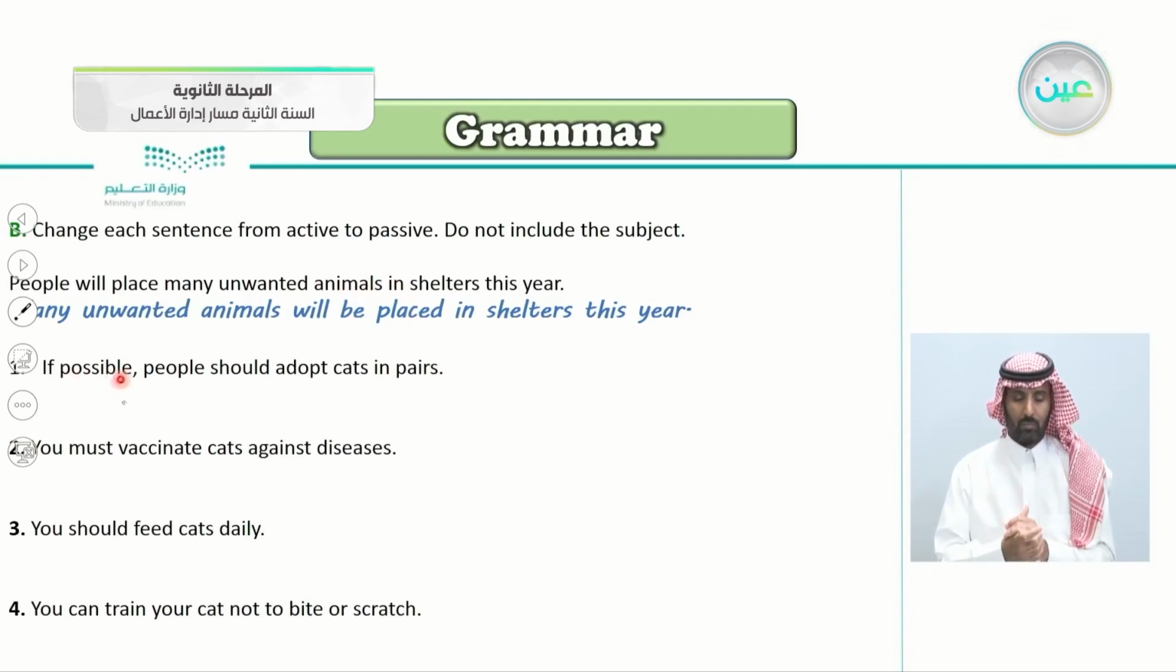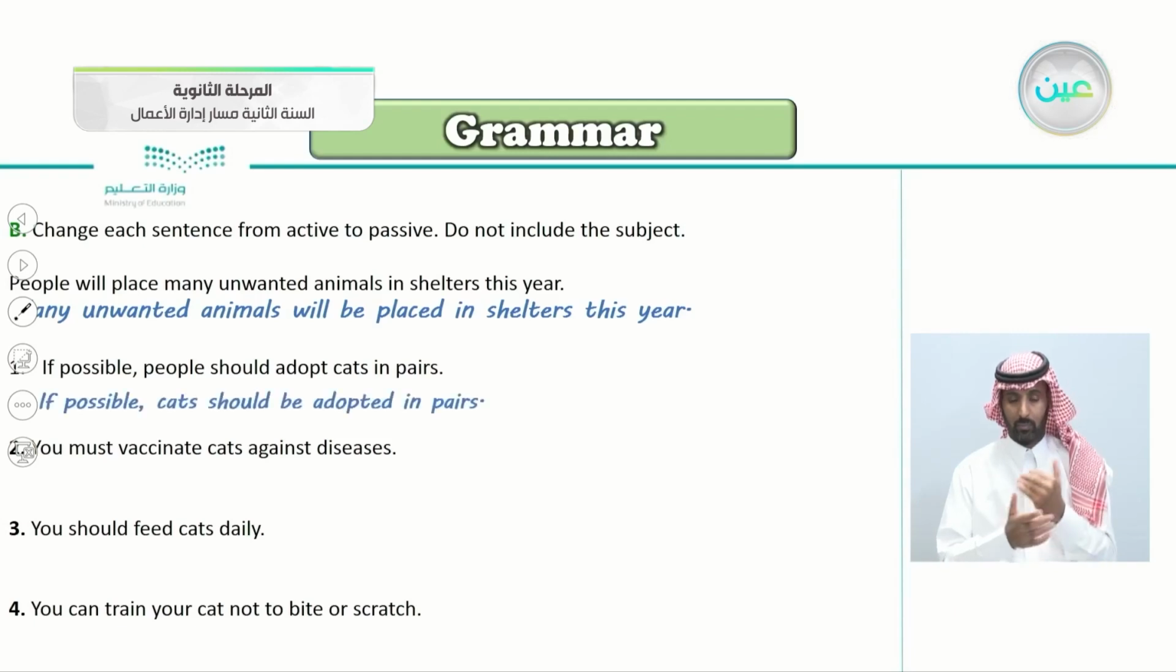Number one, if possible, people should adopt cats in pairs. So the verb is adopt, people is the subject, cats is the object. Let's see the correct answer here. If possible, cats, begin with the object, should be adopted, the past participle, in pairs. Very good.